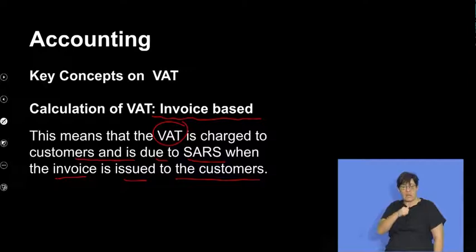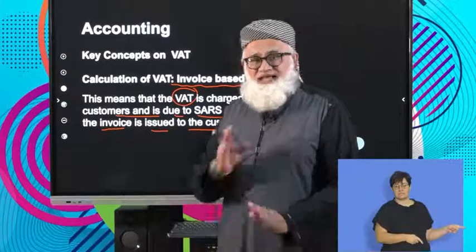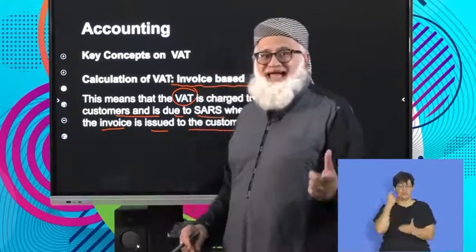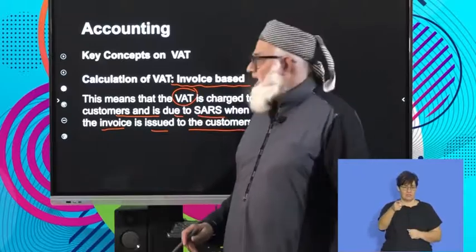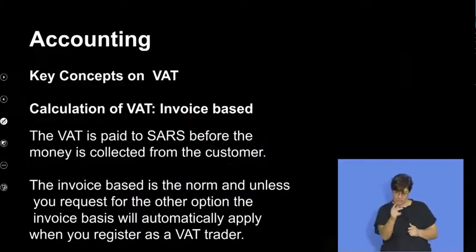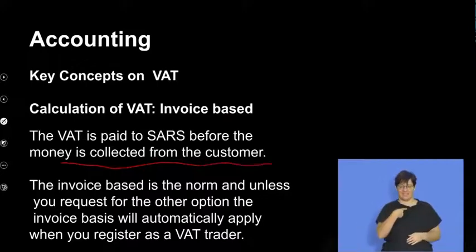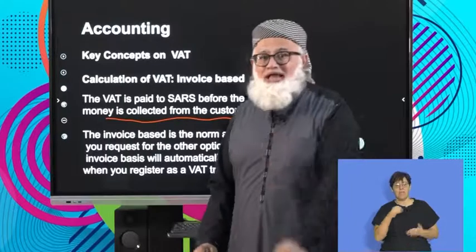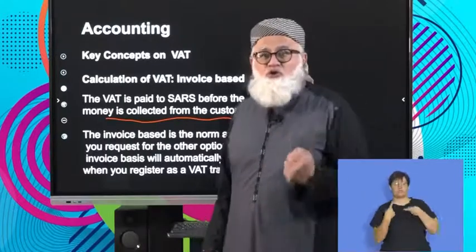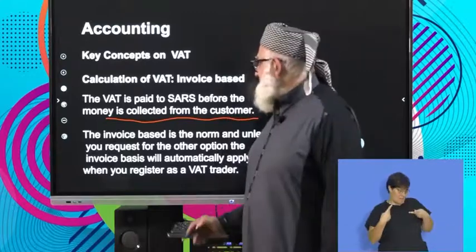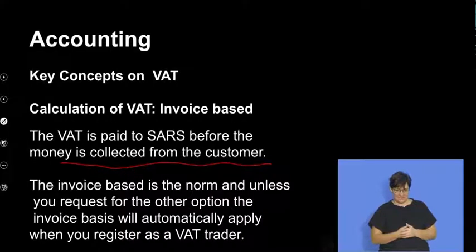The difference is the moment the transaction takes place, the time when the VAT is charged to the consumer and it is then due to SARS. The VAT is paid to SARS before the money is received. If you had a credit transaction, you are liable to pay SARS, although you as a business haven't received the money from your customer as yet. The invoice basis is the norm.